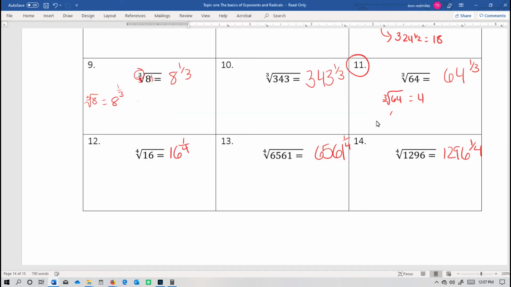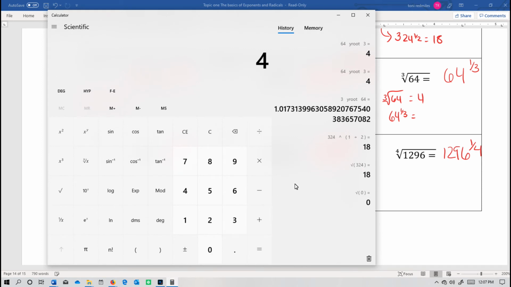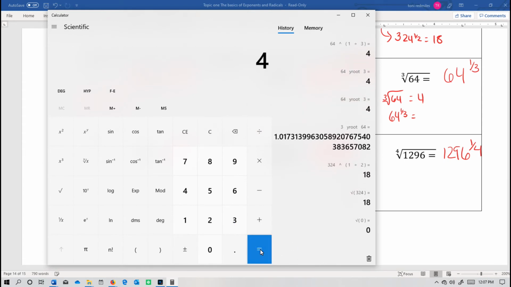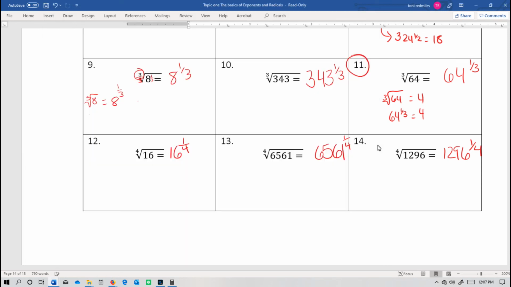So let's see what the answer is when I take 64 to the 1/3 power, all right? And if it's not the same, then I can't write it these two different ways. So let's see what happens. 64 to the, I'm going to do parentheses, 1 divided by 3. And I get the answer of 4 as well. Look at that. They both got the same answer because they're just both the same. They're just different ways of writing the same exact thing.